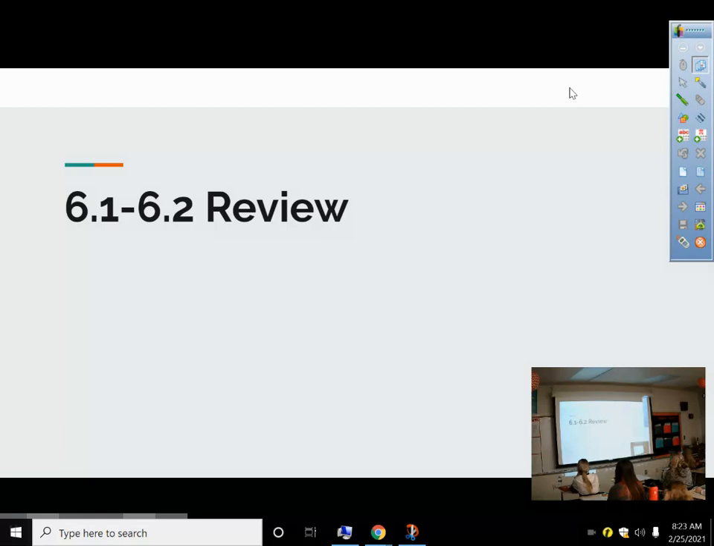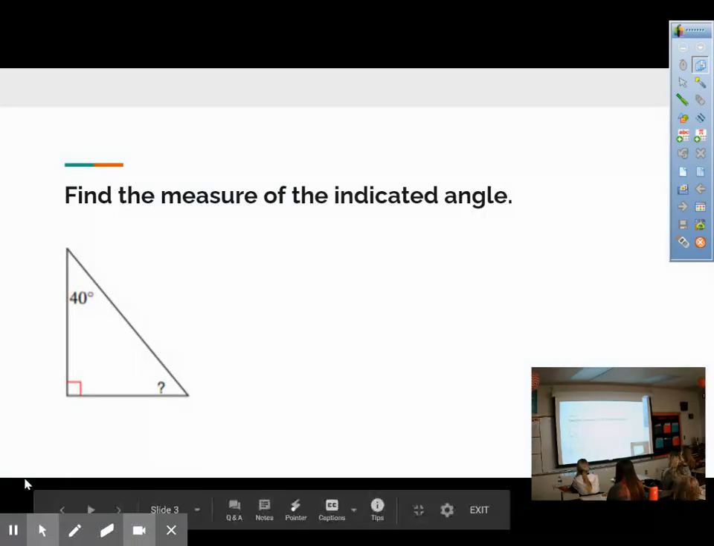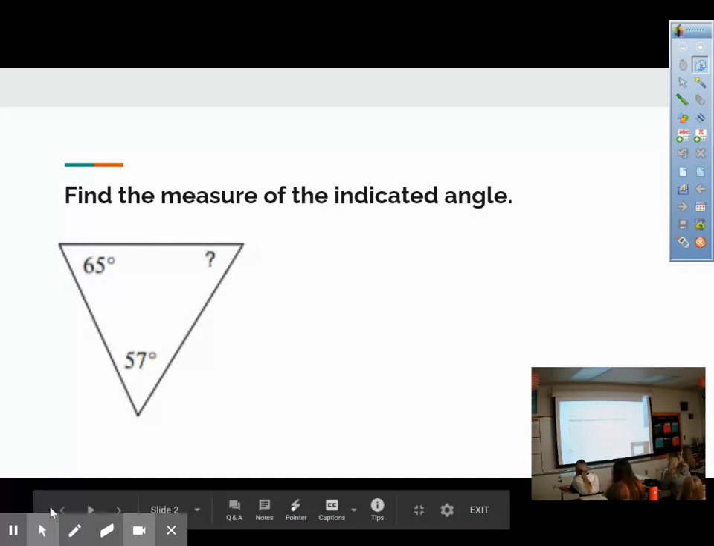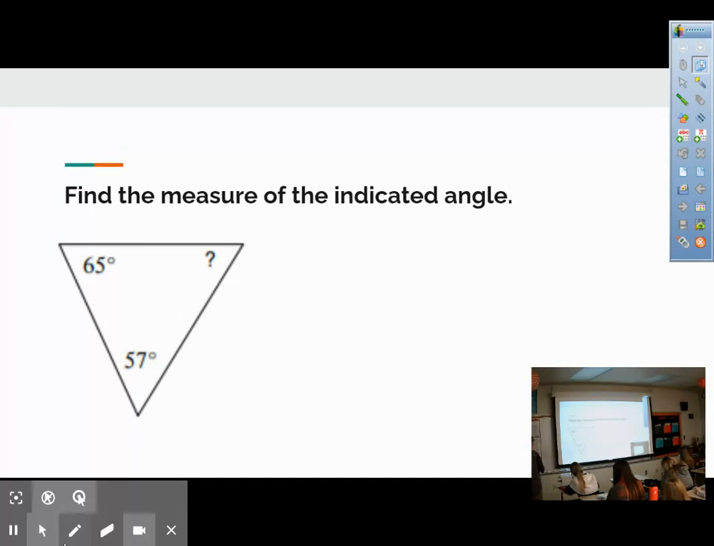All right, so here's your first one. Hang on, I think it skipped one. Right here. Find the measure of the indicated angle. All right, so I'll give you a minute. You don't have to draw a picture? You do not have to draw the picture unless you want to.